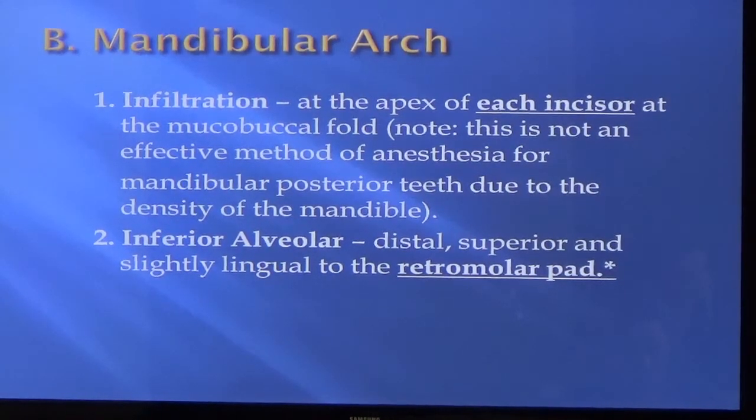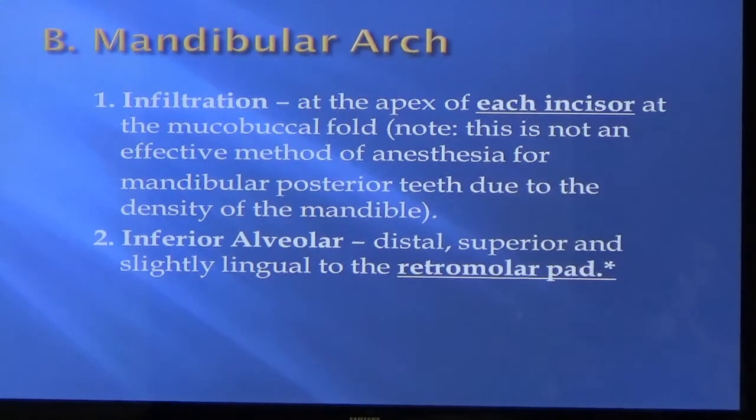On top it's MSA, meaning what? Middle, superior, top. On the bottom it's just inferior alveolar. So the only difference on top it could be superior alveolar, but you just need to know where, because it's got 3 branches. On the bottom there's only one, so it's just the inferior alveolar. And you give it distal, superior, and slightly lingual to the retromolar pad. So that's where you're going to put your topical.